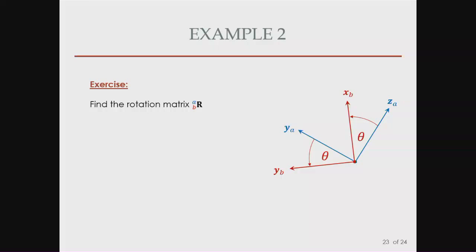How to construct the rotation matrix column by column. Attempt to project XB onto the axes of frame A. Then project YB onto the axes of frame A. And then project ZB onto the axes of frame A. Okay? So have a go.